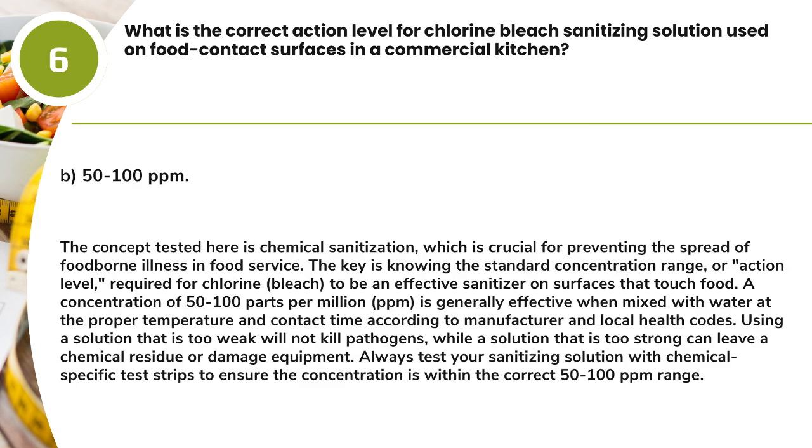The concept tested here is chemical sanitization, which is crucial for preventing the spread of foodborne illness in food service. The key is knowing the standard concentration range, or action level, required for chlorine bleach to be an effective sanitizer on surfaces that touch food. A concentration of 50 to 100 parts per million (ppm) is generally effective when mixed with water at the proper temperature and contact time according to manufacturer and local health codes.